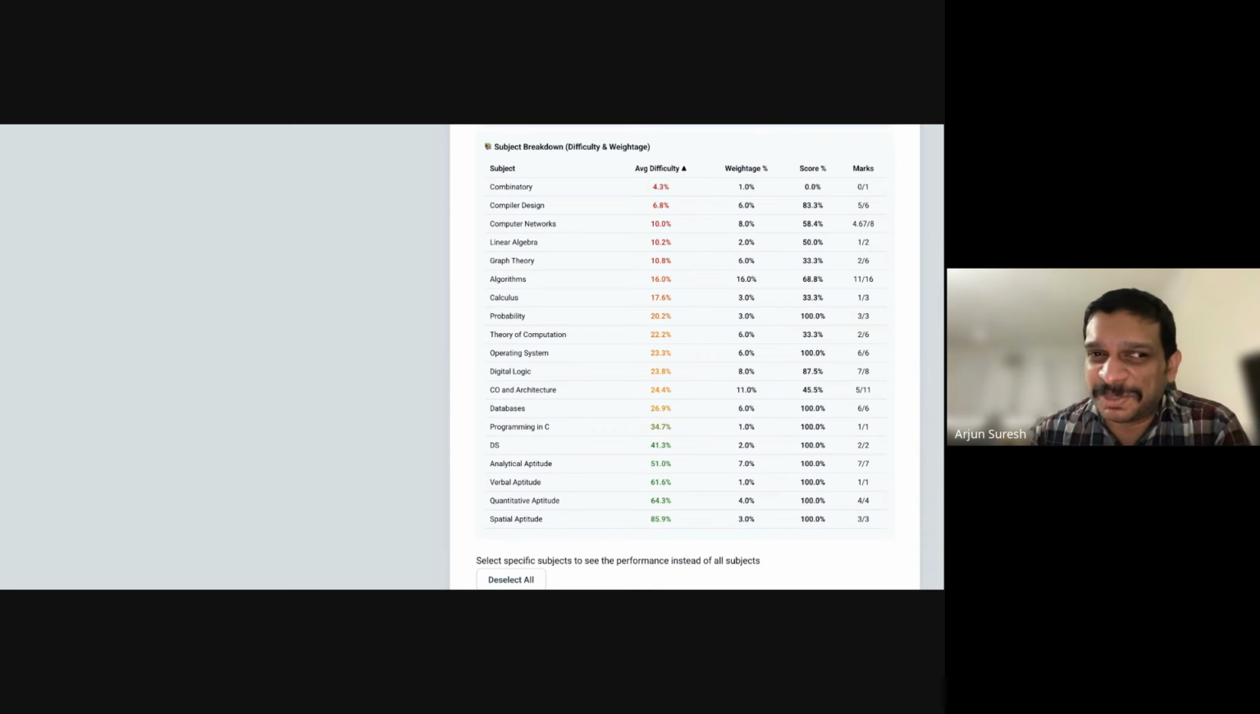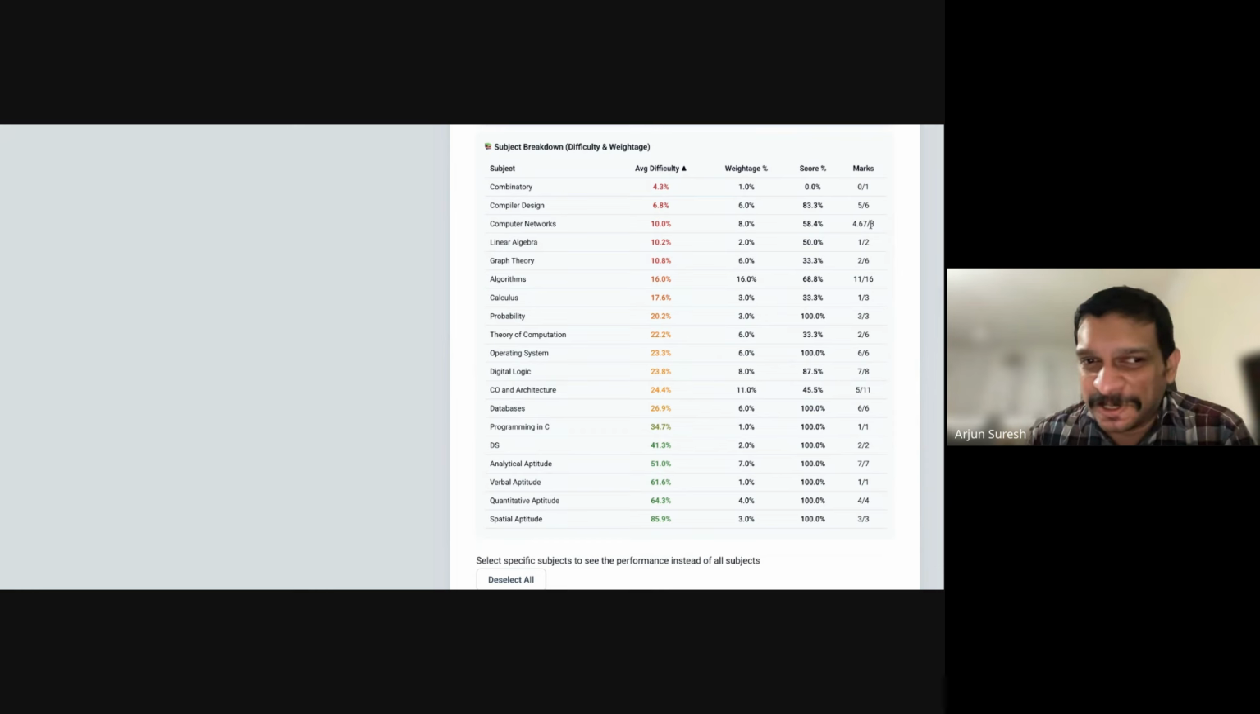One of those subjects is compiler design. This candidate had done pretty well here, compiler design 5 out of 6. That is pretty good. But if you see the average, that is only 6.8%. Combinatory we can ignore because there was only one question there. But compiler design and computer networks are clear standout subjects. Compiler design is for 6 marks, networks is for 8 marks, so it's 6 plus 8, 14 marks.